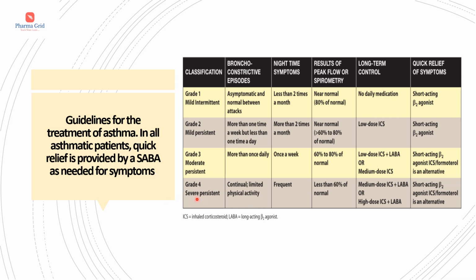Then grade 4 is severe persistent type of asthma, and here medium dose inhaled corticosteroids with long acting beta-2 agonist or high dose inhaled corticosteroids with long acting beta-2 agonist can be used as long term treatment control options. And for quick relief of symptoms we can use short acting beta-2 agonist or inhaled corticosteroid plus formoterol combination can be used as an alternative.